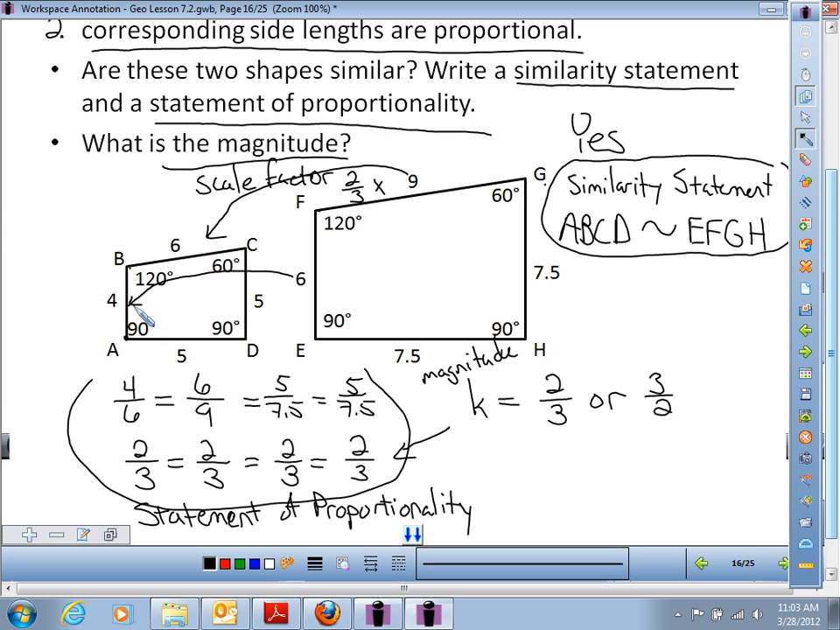Now if I would go 4 times 3/2, I would get right back to 6. If I took 6 times 3/2, I would get 9. Okay. Now if you think of 3/2 as a decimal, that's 1.5. That means that the big guy is 1.5 times bigger than the small guy, all the side lengths. Now notice the angles stay the same. The angles won't change because we still have to have 360 degrees there in those quadrilaterals. So the angles will not change. But the side lengths are 3/2 times bigger or 2/3 times bigger.